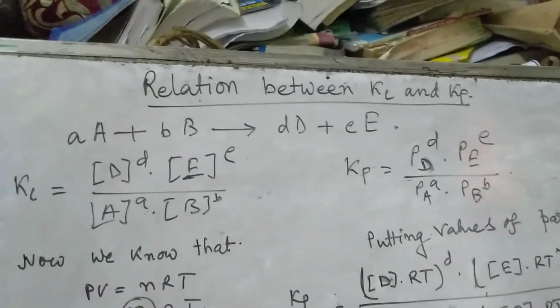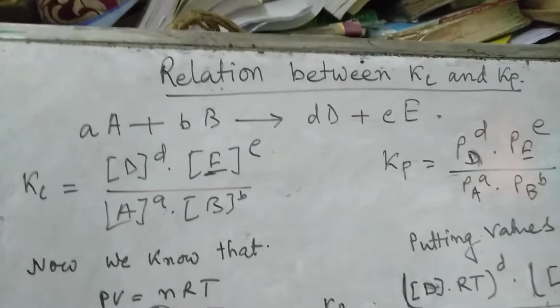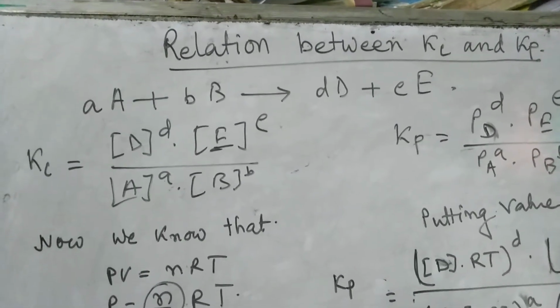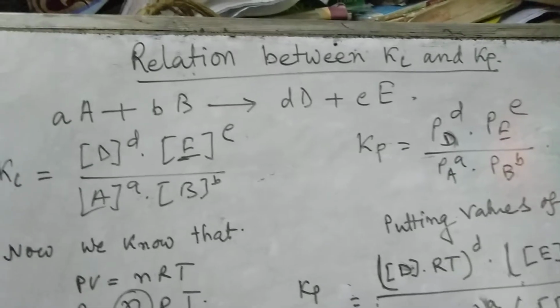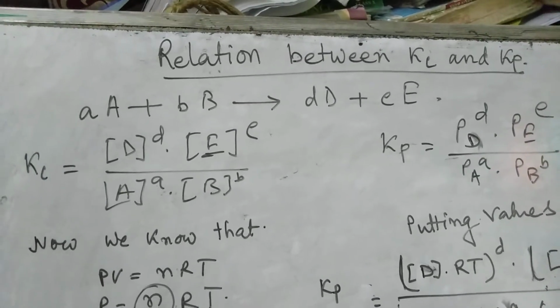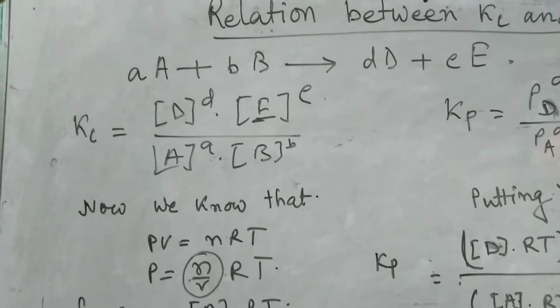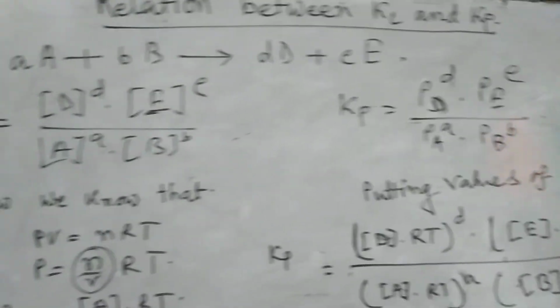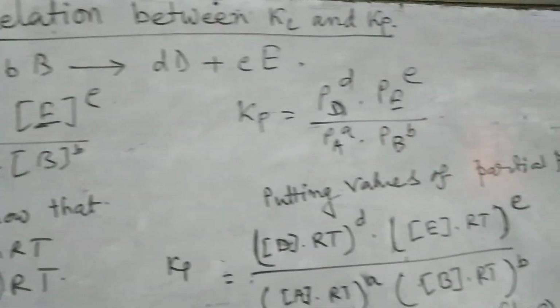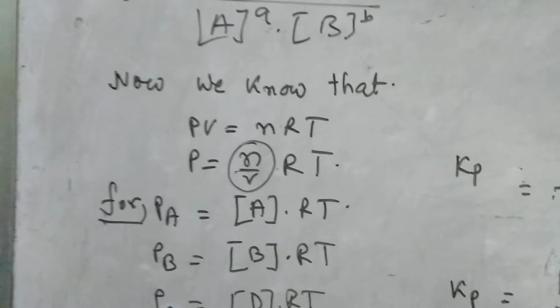Now students, we come to the relation between Kc and Kp. We take the same reaction, A reacting with B producing D and E, in the same stoichiometric ratio. We already derived what Kc is, and what Kp is, that is Kc and Kp we know. Now we know that PV equals nRT.